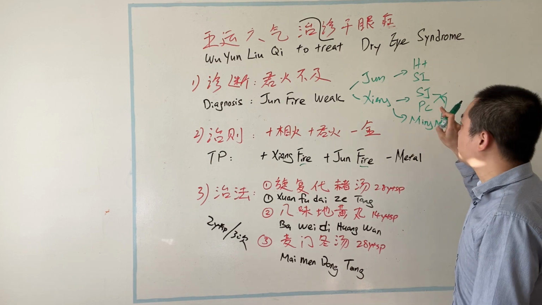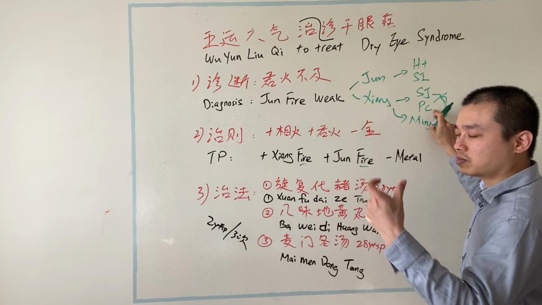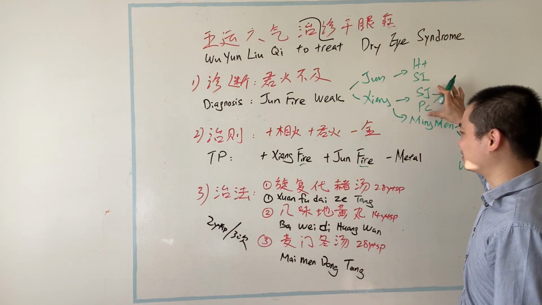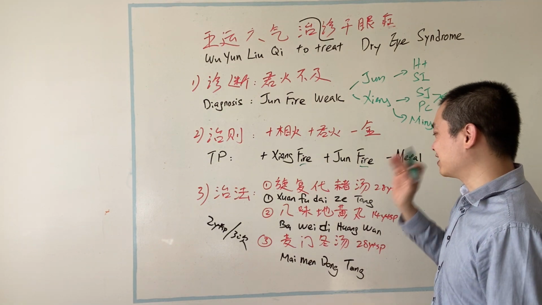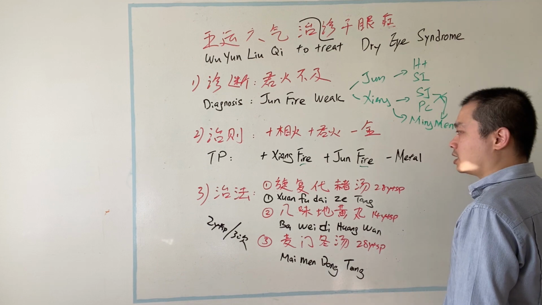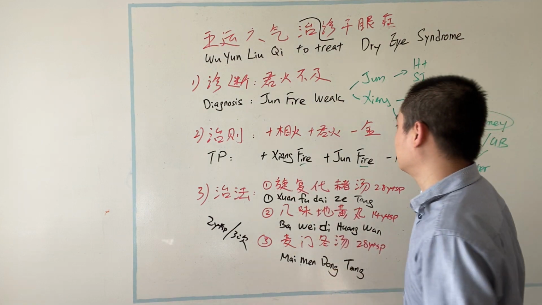Remember, I said pericardium organs, pericardium meridian, and Sanjiao meridian. Alright? That is the difference. You need to hear me clearly. And also, Xiang fire is on the kidney organs, but we don't treat kidney meridian for it.